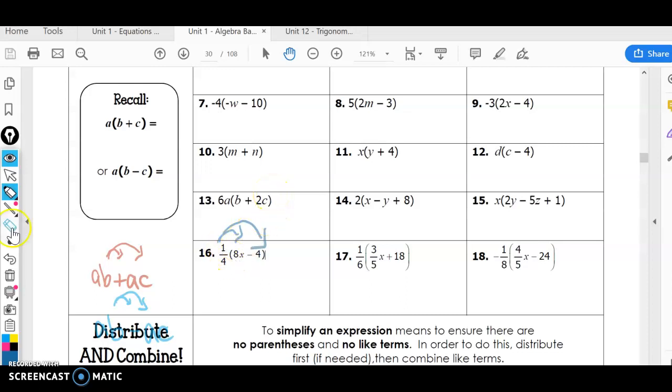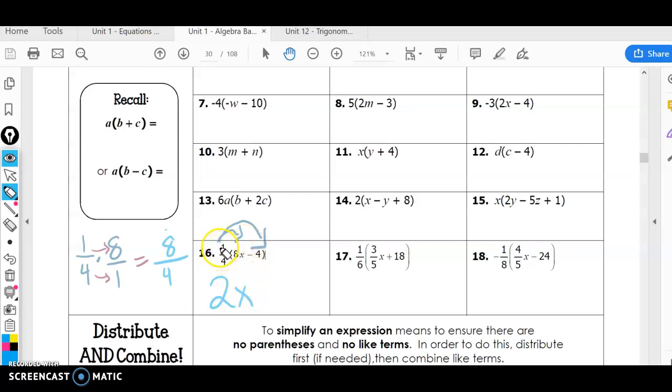1/4, I'm going to do it over here just to show you how to multiply fractions in case you forgot. 1/4 times an 8. 8 can be written as 8 over 1. When you multiply fractions, you multiply straight across. So 1 times 8 is 8, and then 4 times 1 is 4, simplifying 8 over 4 to make 2. 1/4 times 8x is 2x.